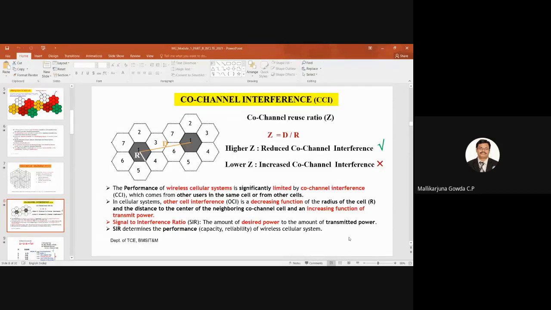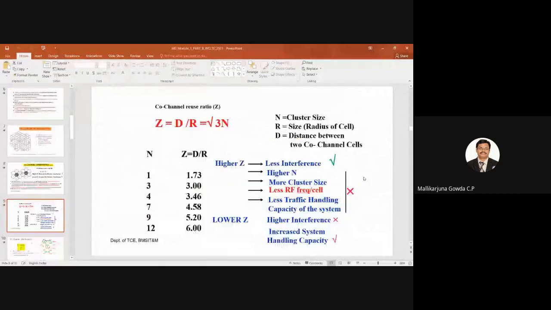So what is co-channel reuse ratio? It is equal to D by R. D is the distance between the co-channel cells and R is the radius of the cell. A higher value of Z leads to reduction in the co-channel interference. A lower value of Z leads to increase in the co-channel interference. So here there is a trade-off.